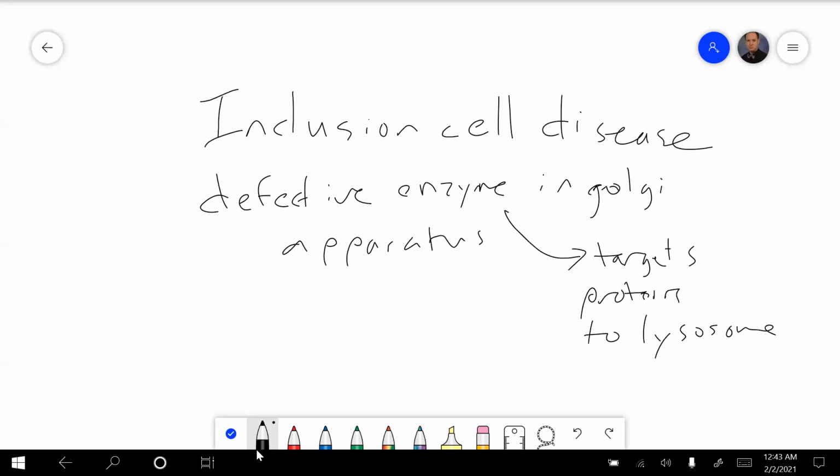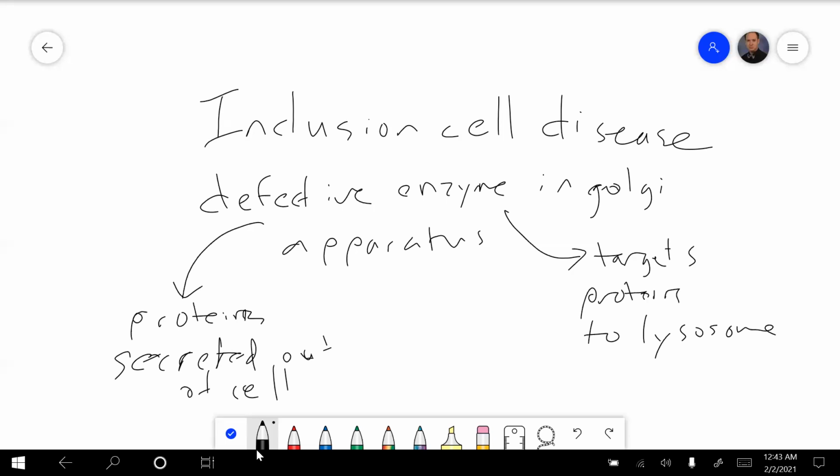Now, in I-cell disease, you don't get this. You get a defective enzyme. And because it's defective, those proteins, I should say, are secreted out of the cell. Without this protein, the lysosome can't do its job.